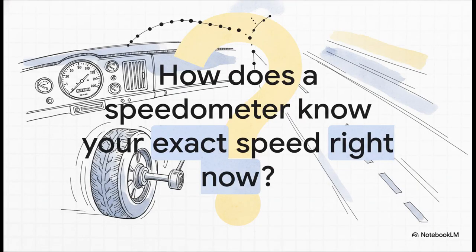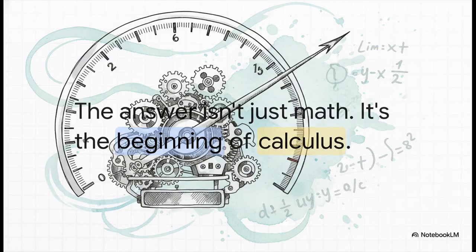So let's start with something you see every day. Have you ever been driving, glanced down at your speedometer, and really thought about it? How does that thing know your speed? Not your average speed over the last 10 minutes, but your speed at this very second. Well, believe it or not, the answer isn't just some clever engineering. It's actually the very beginning of calculus. Yeah, that simple dial on your dashboard is doing some seriously advanced math, and by the end of this, you're going to get exactly how it pulls it off.